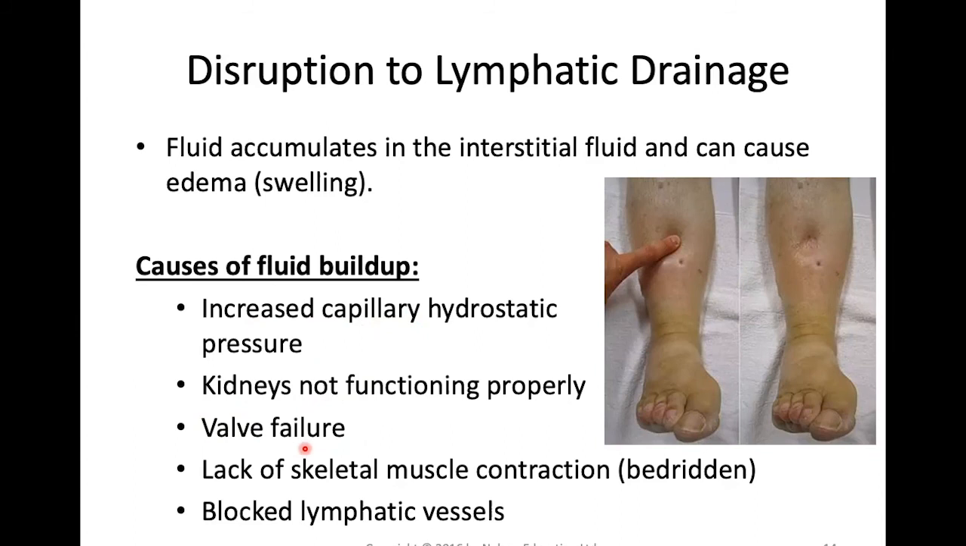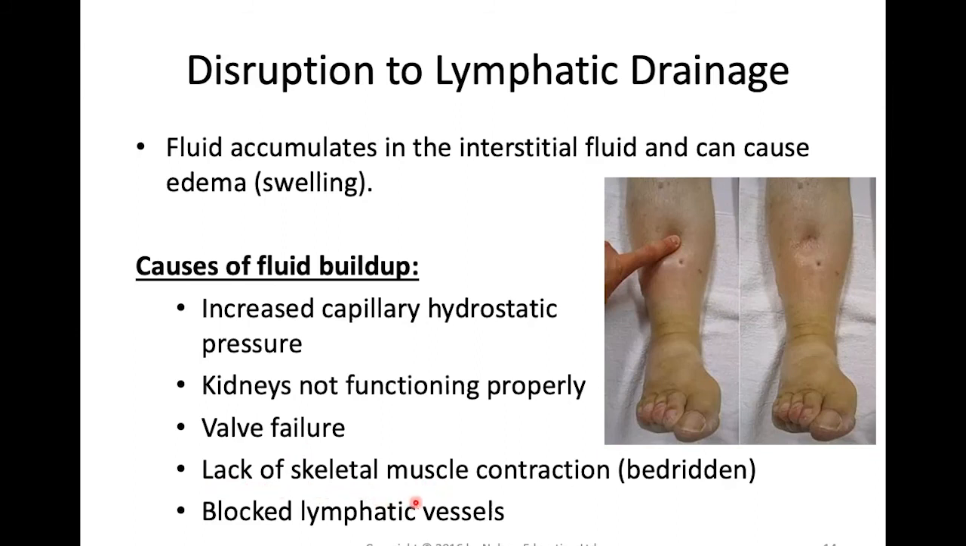Valve failures, whether it be venous valve failures, where you have more blood pooling in the lower extremities, are going to increase the pressure on the venule side and thereby increase the amount of interstitial fluid. If you've been bedridden for a prolonged period of time, you aren't having skeletal muscle contractions to help move the blood back to the heart, and even your lymphatic vessels circulating lymph back to the heart.